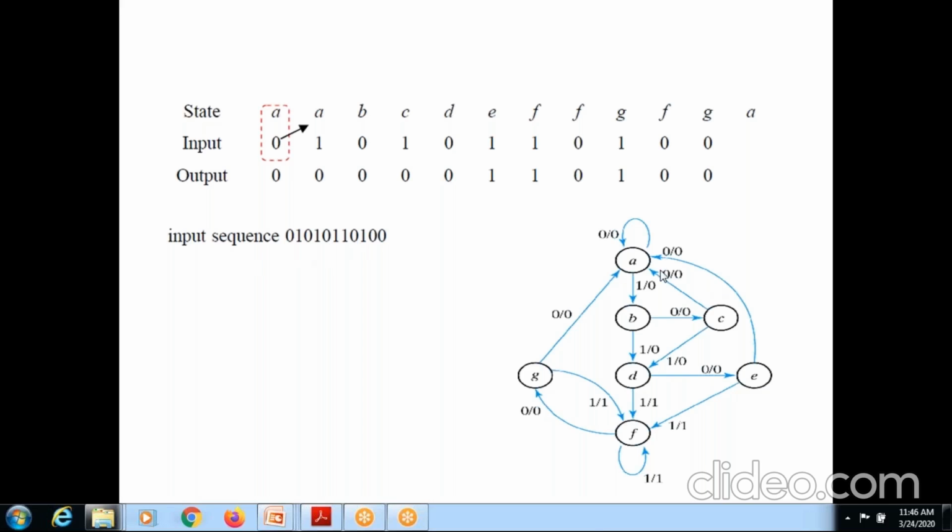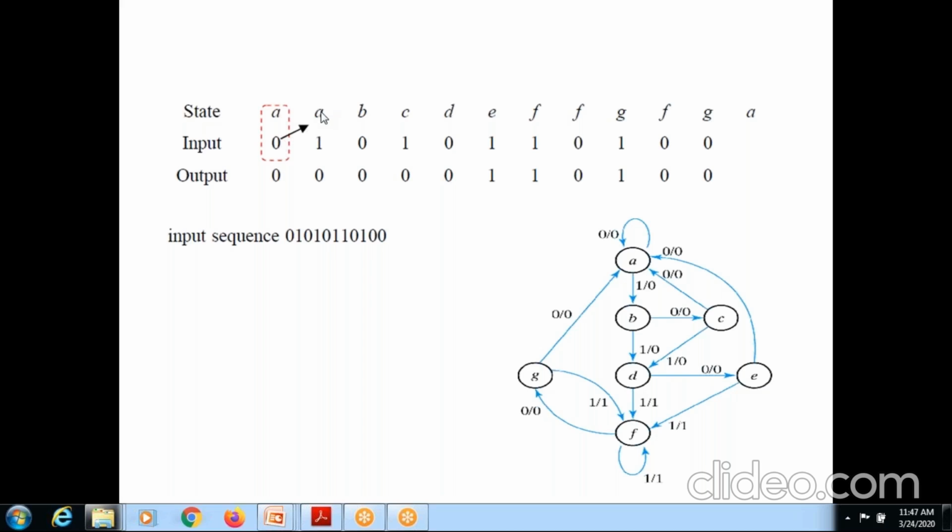I am going to give the first input from state A. If I give 0 to A, it is producing the output 0 and it is staying in the same state A. Correct? So now for the state A, now you see this sequence. For the state A, I am giving the input 0. It is producing the output 0 and it is going to the next state A.